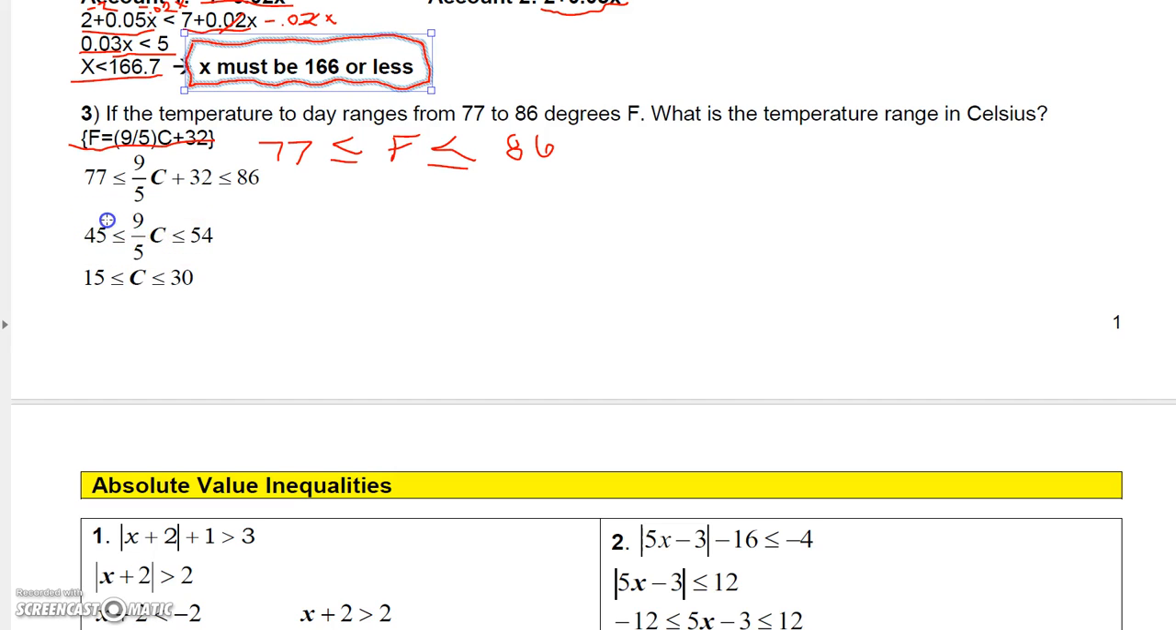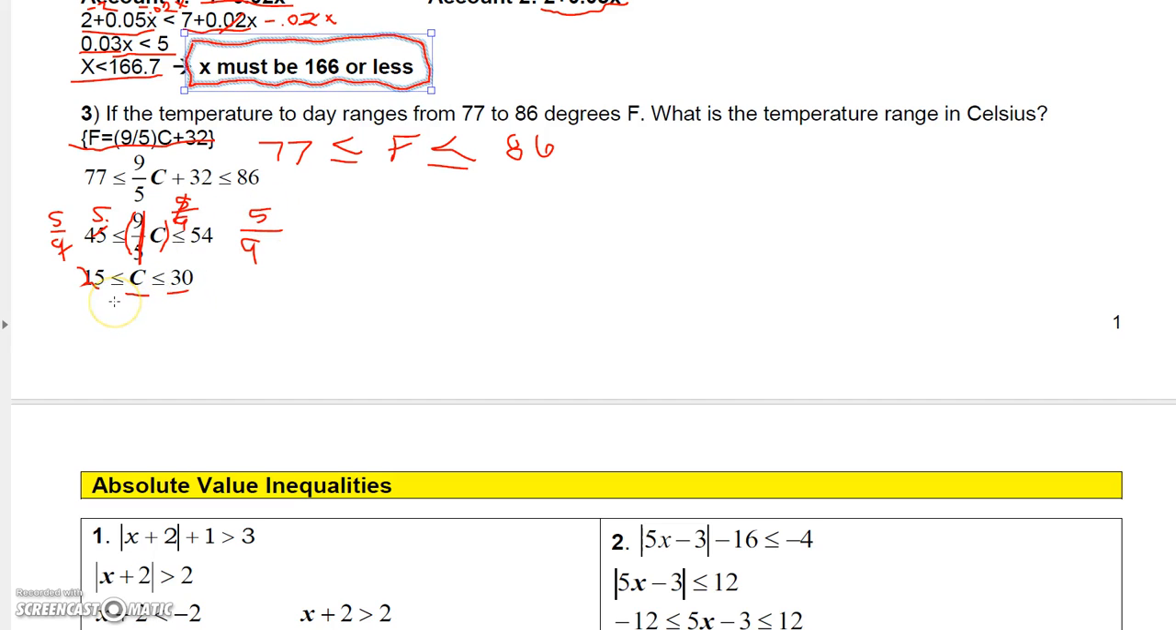And then, to get rid of the 9/5, just multiply each one of these terms by the reciprocal of 9/5, which is 5/9. So I'll just multiply everybody by 5/9. The 5/9 and the 9/5 cancel, and I just get C in the middle. And then 5/9 times 45, well, we can divide 9 into 45 and get 5, and 5 times 5 is 25. And then we can divide 9 into 54 and get 6, and 6 times 5 is 30.